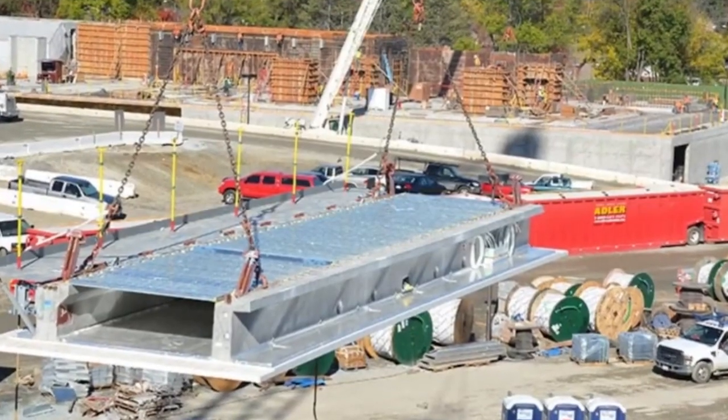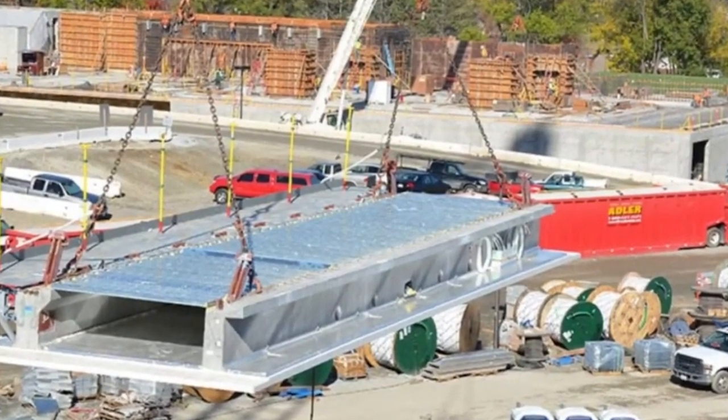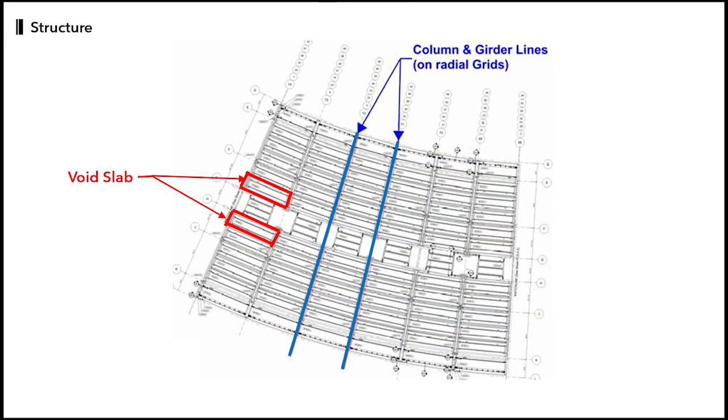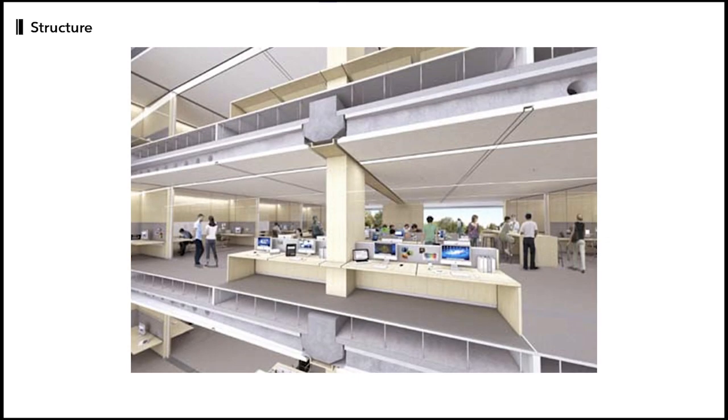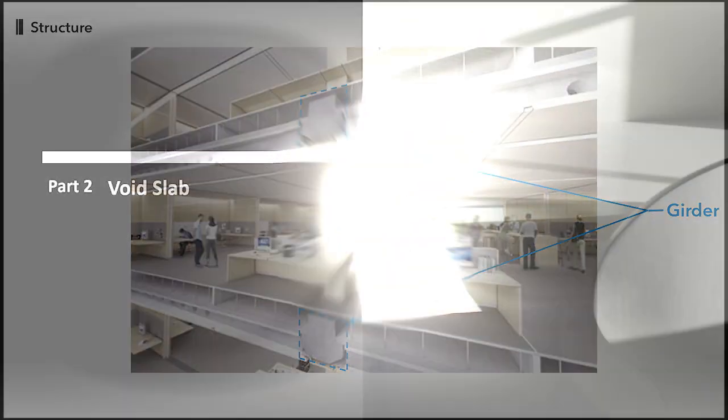Now we'll talk about the structure of Apple Park. In Apple Park, each floor consists of void slabs and girders. This is the floor section rendering of Apple Park. As you can see, the red one is the void slab. Between the void slabs, there is a girder. Now we'll get in more deeply with these structures.